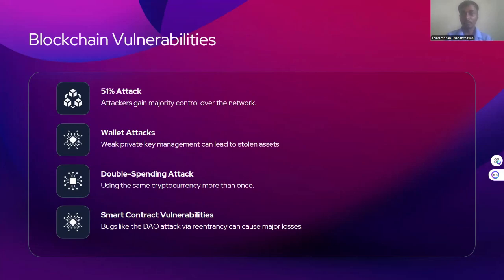Finally, smart contract vulnerabilities pose a significant risk. For example, the famous DAO attack in 2016 exploited a re-entrancy bug, allowing an attacker to drain over $60 million. Smart contracts are irreversible, so any mistake in their code can lead to severe consequences. These vulnerabilities highlight the importance of continuous improvement and security focus in blockchain systems.